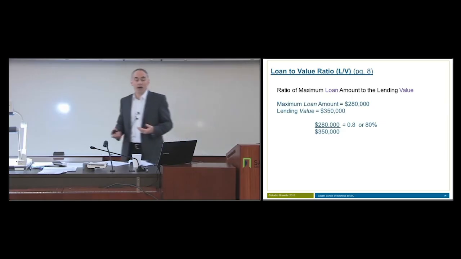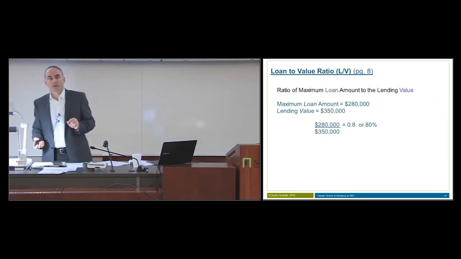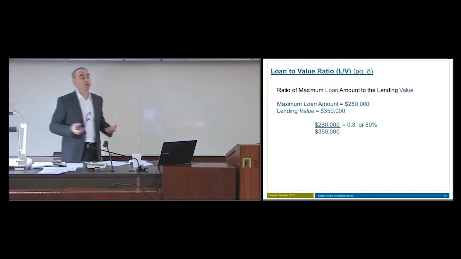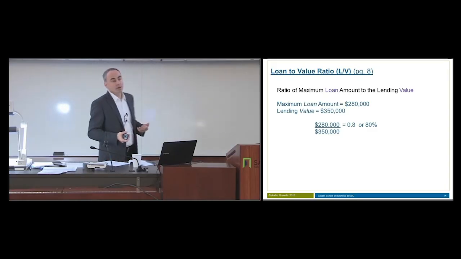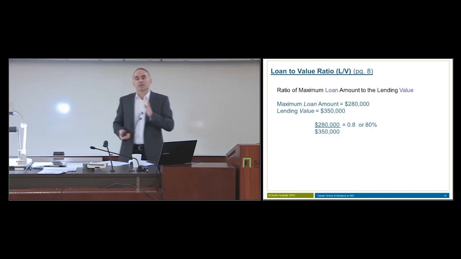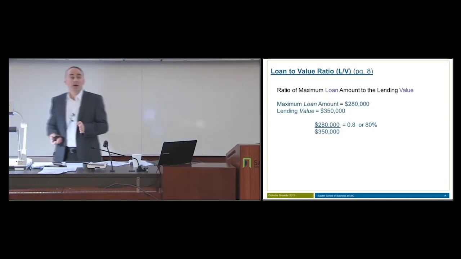Now when we talk about value, we're talking about lending value, which is not what the property is necessarily listed for. It's not what you think it should sell for. It's not what the homeowner thinks it should sell for. It's not the value that was determined a couple of years ago by an appraiser. The lending value is the value that the bank is comfortable believing your house is worth.